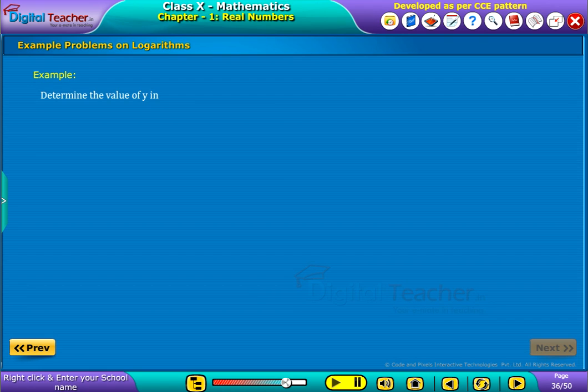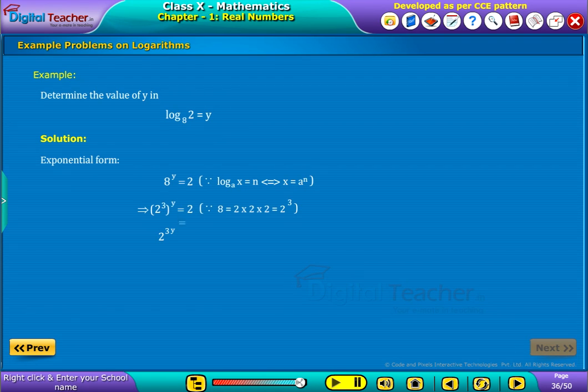Determine the value of y in log 2 to the base 8 is equal to y. Solution: the exponential form of the above logarithmic function is as shown on the screen. As 8 can be further expressed as 2 power 3, we write it as shown. By further solving it, we get as follows. Thus y is equal to 1 by 3.